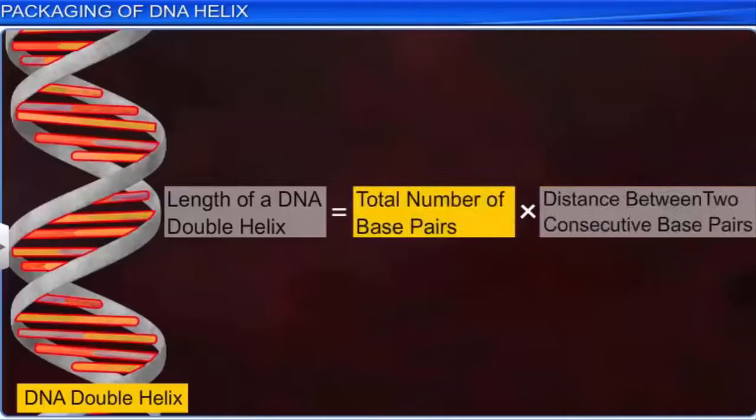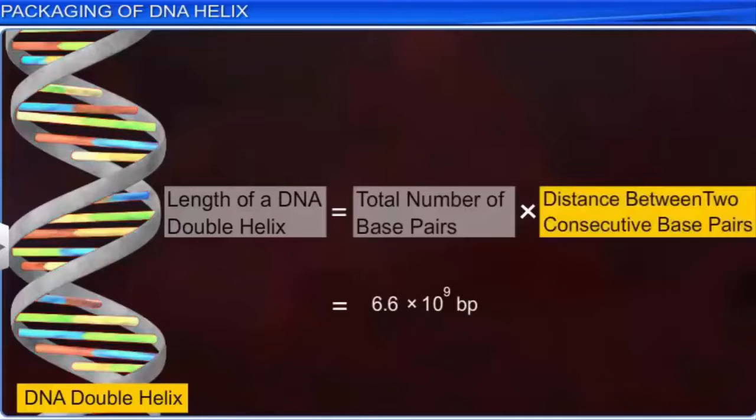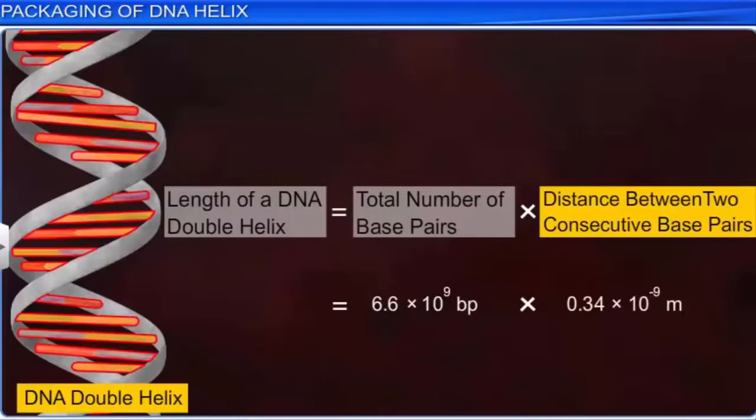Now, the total number of base pairs present in a DNA double helix in a typical mammalian cell is 6.6 multiplied by 10 raised to the power 9, and the distance between two consecutive base pairs is 0.34 nanometers, or 0.34 multiplied by 10 raised to the power minus 9 meters. By multiplying these two factors, we get the length of the DNA double helix as 2.2 meters.